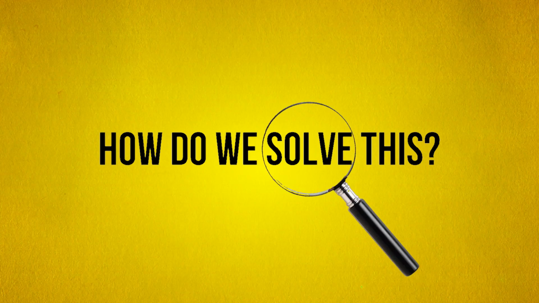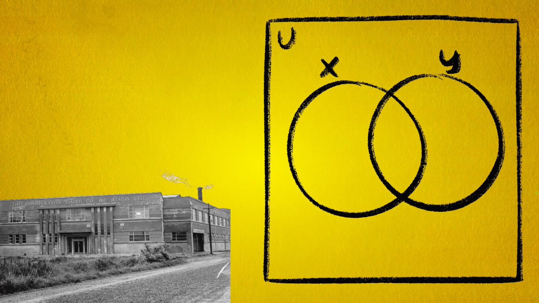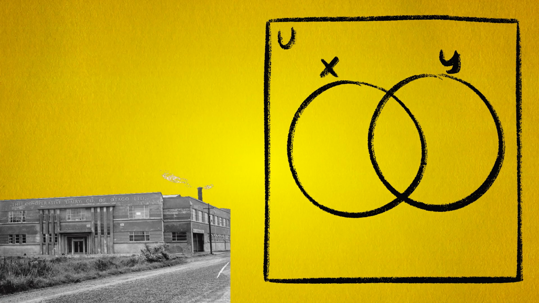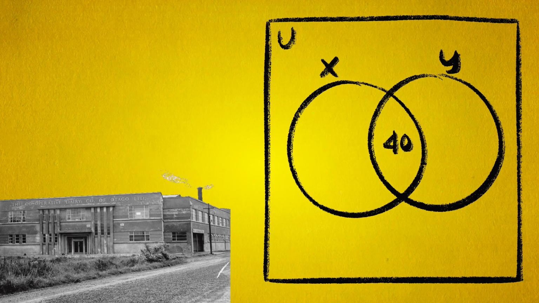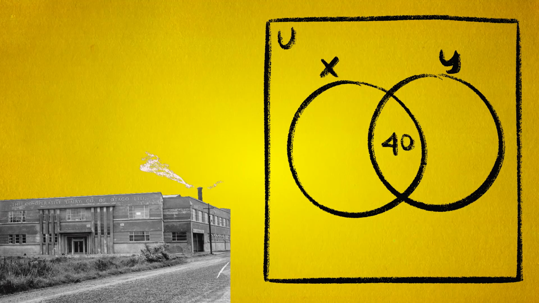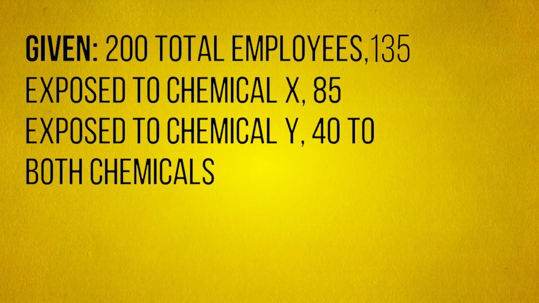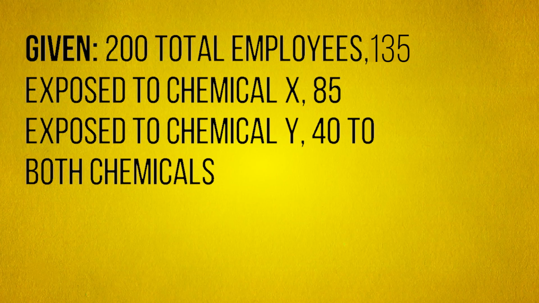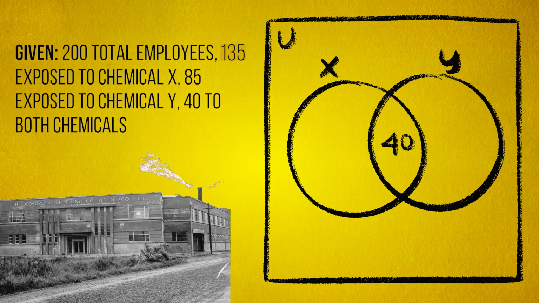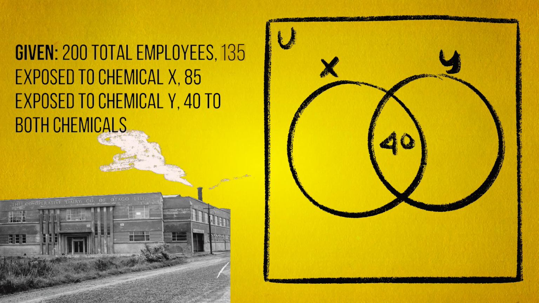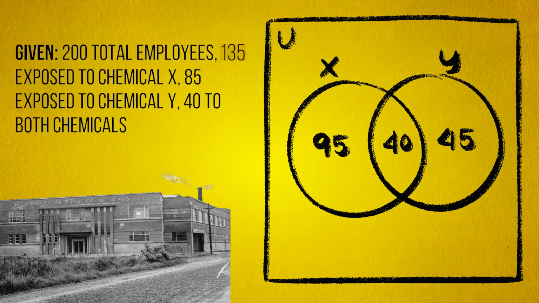Let's start by drawing our sets: the universal set and two more sets for chemicals X and Y. Now we know that there are 40 people who were exposed to both chemicals. Let's go ahead and put it in. For the first item, we need to figure out how many people were exposed to chemical X only. Referring back to our information, we know that there are 135 people exposed to chemical X. Before we put this into the diagram, let's remember that there are already 40 people exposed to chemical X due to the intersection of the two sets. Now we can subtract 40 from 135, leaving us with 95 people.